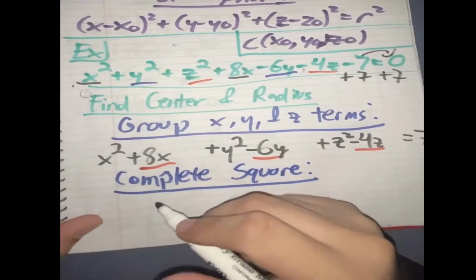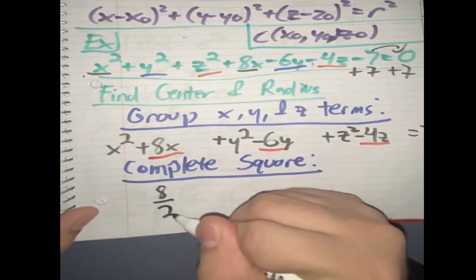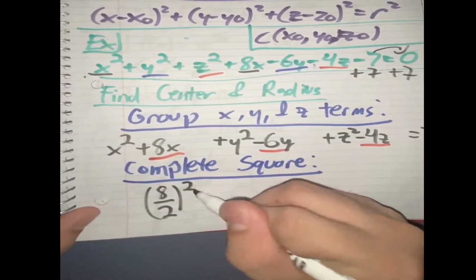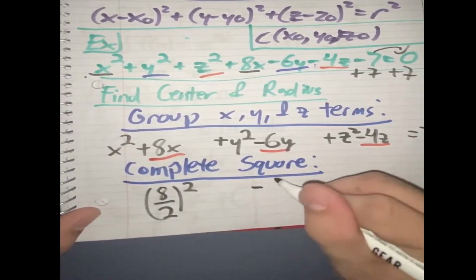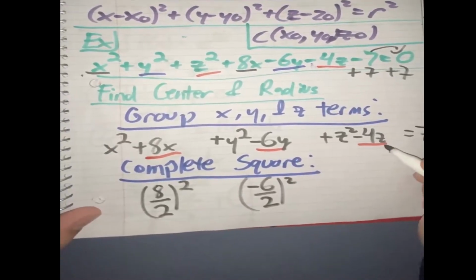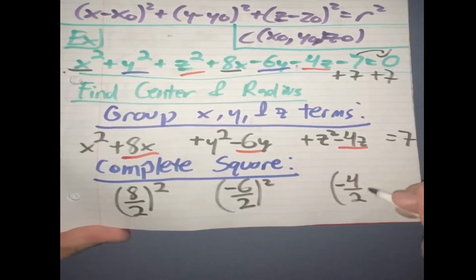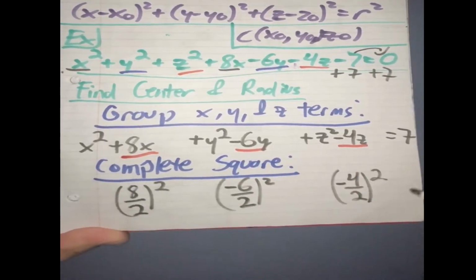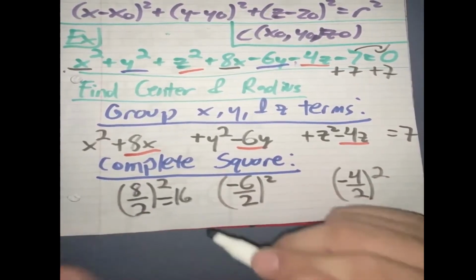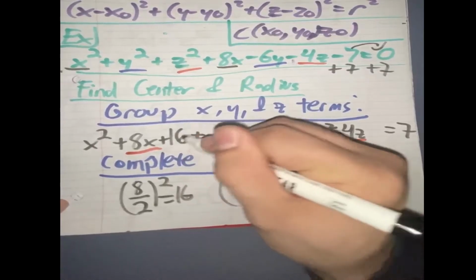So 8, for example, for x. 8 divided by 2 squared. And for y, it would be minus 6 divided by 2 squared. And for z, it would be negative 4 divided by 2 squared. So 8 divided by 2 is 4. 4 squared is 16. So now we're going to add 16 right here.